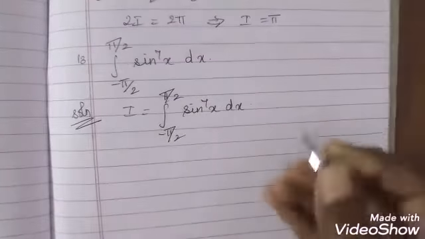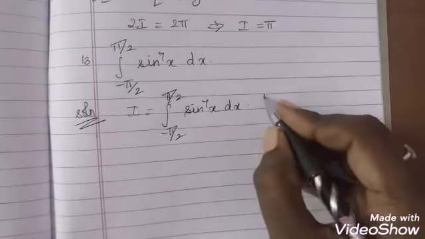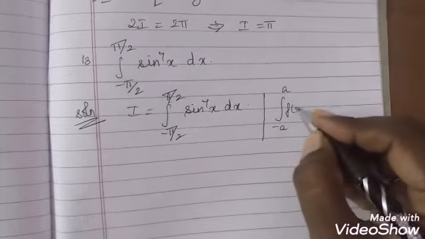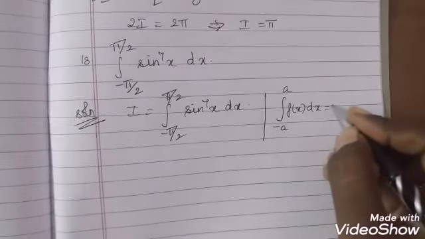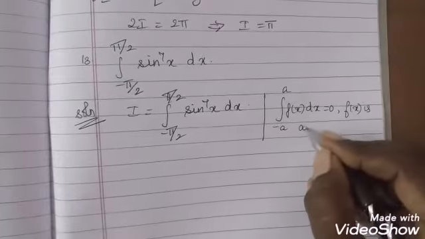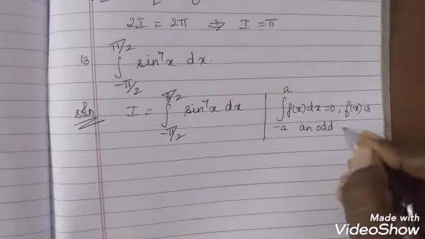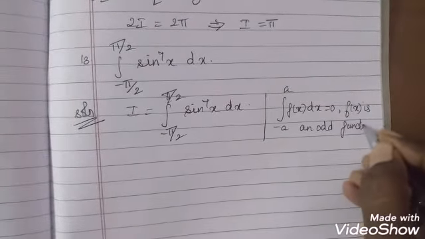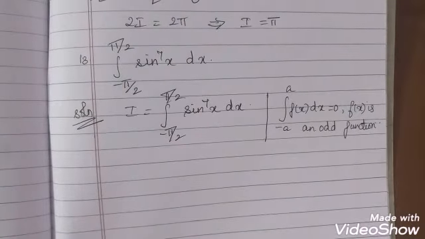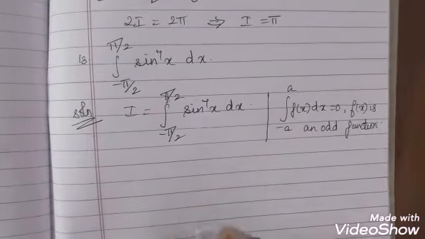So what's the property I'm going to use here? The integral over minus a to a of f of x dx is equal to 0 when f of x is said to be an odd function. Okay, so here we'll check whether the function is odd or not. Earlier I had used a similar one, but that was twice the integral over 0 to a, where f of x is said to be an even function.